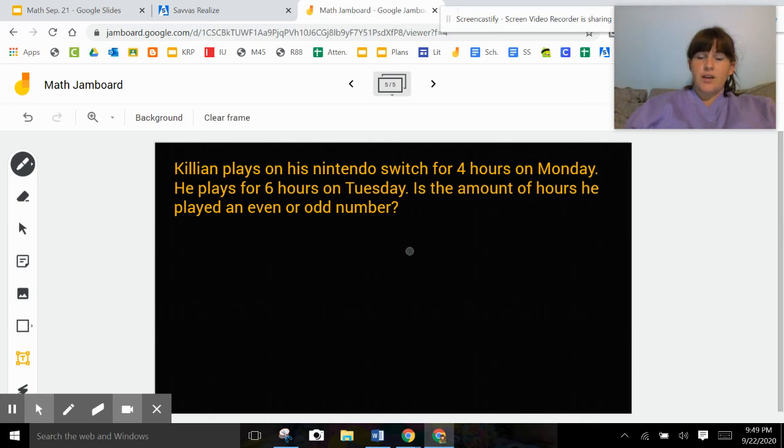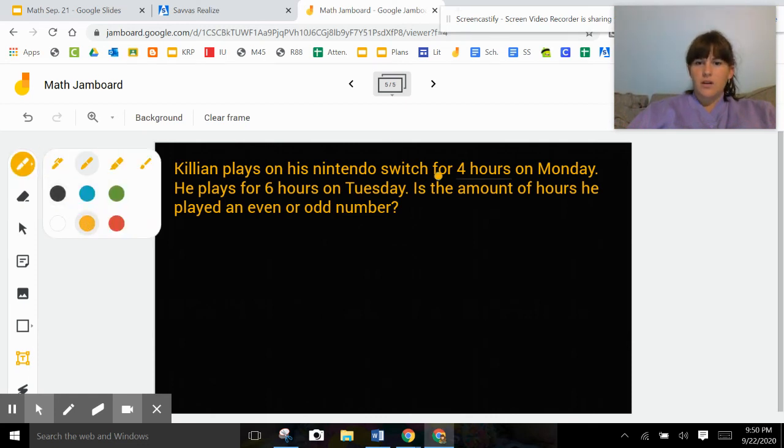But you have to be able to use those trains, use the blocks to help you, the connecting cubes to help solve this. So it says Killian, who's a friend in my class, he's our celebrity today. Killian plays on his Nintendo Switch for 4 hours on Monday. 4 hours on Monday. That's important. I mean, good color. Oh, we already have yellow. Yellow's the words. I want this to pop. 4 hours on Monday. He plays for 6 hours on Tuesday. Is the amount of hours he played an even or odd number?